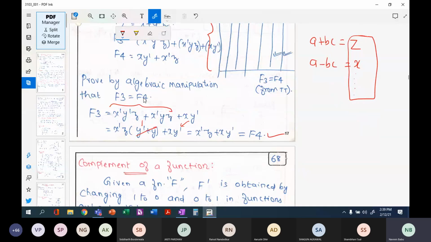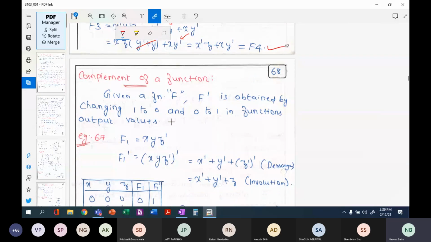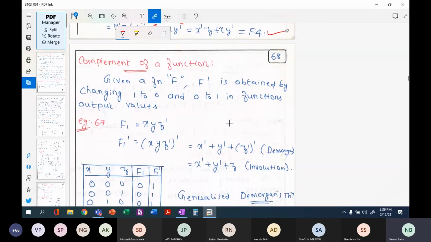Okay. Now let's proceed further with the functions. Please note we are looking at functions now. Now what is the complement of a function?